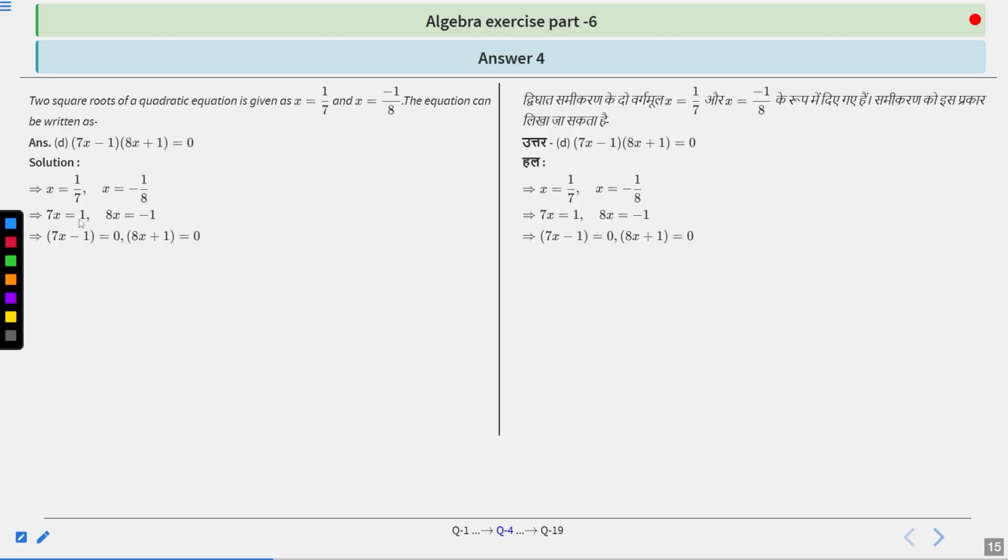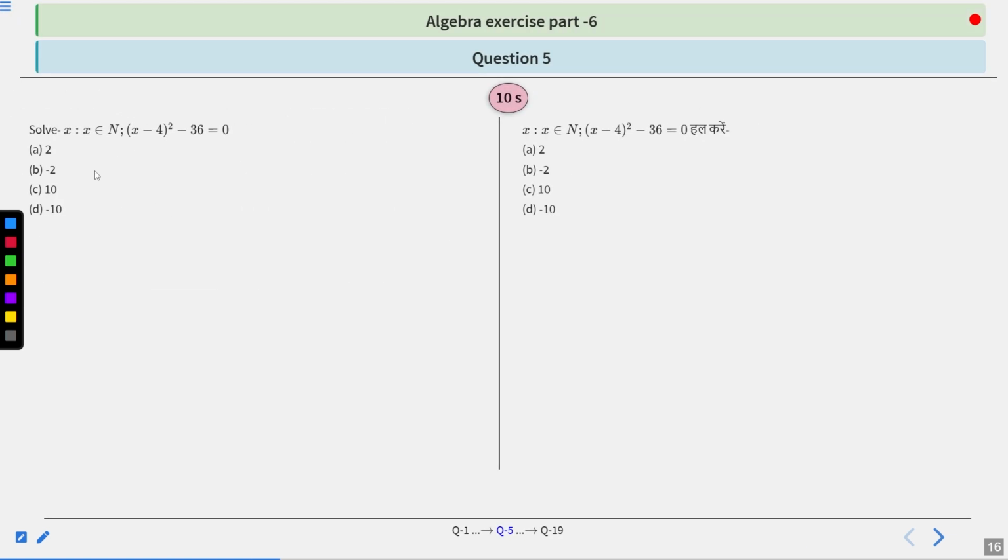So from 7x = 1, we can say 7x − 1 = 0. And from 8x = −1, we can say 8x + 1 = 0. Therefore, the quadratic equation will be (7x − 1)(8x + 1) = 0. This is the quadratic equation. That means option number D was the correct option.